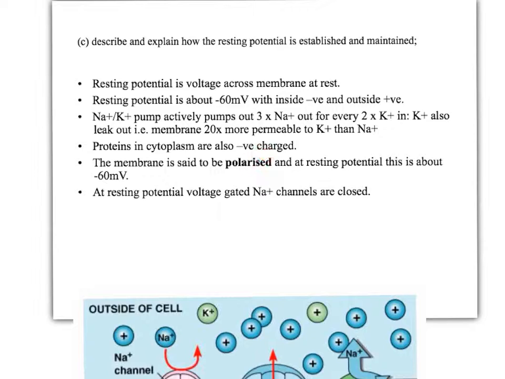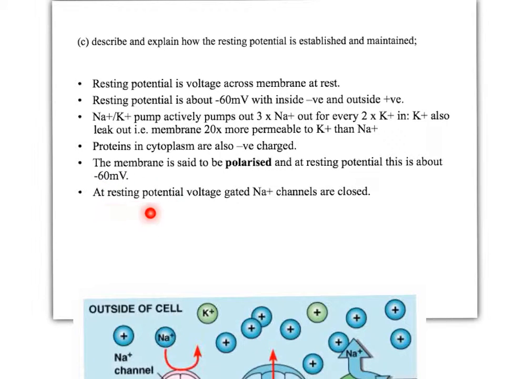And so this word polarized, we say the cell is polarized when it's at resting potential because it's got more positive charge outside than inside, and the potential difference or voltage across that cell is between minus 60 and minus 70 millivolts.